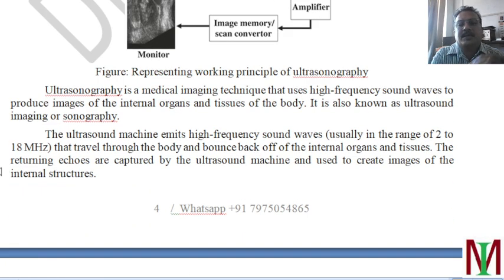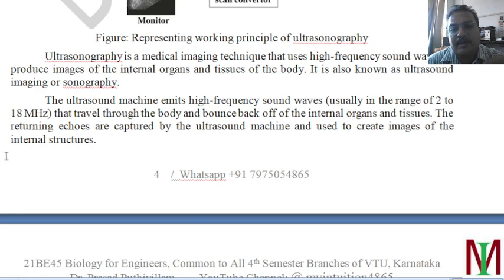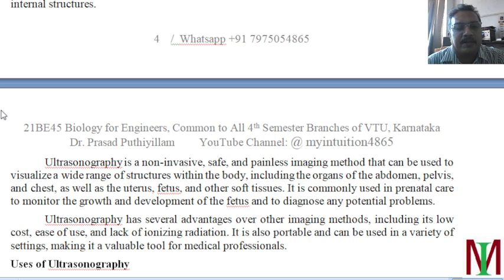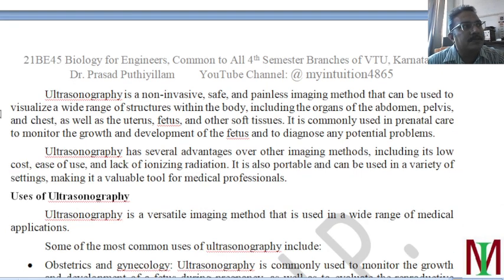It is a medical imaging technique which uses high frequency sound waves to produce images of the internal organs and tissue of the body, also known as ultrasound imaging or sonography. The ultrasound machine emits high frequency sound waves in the range of 2 to 18 megahertz, which travel through our body, and wherever they touch an object they rebound. Based on the thickness of the tissue or organ and its distance, we get the image. So it is a non-invasive, safe and painless imaging method. It can be used to visualize a wide range of structures within the body, including the organs of the abdomen, pelvis, chest, as well as the uterus, fetus, and other soft tissues.